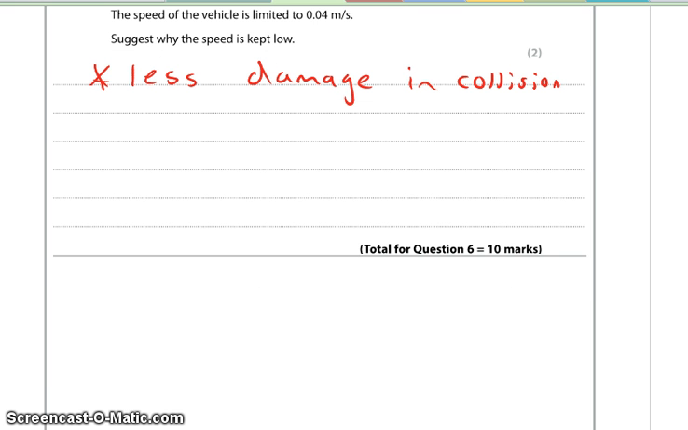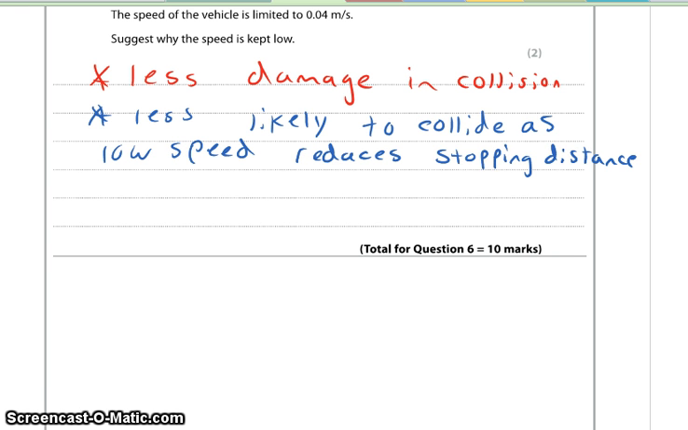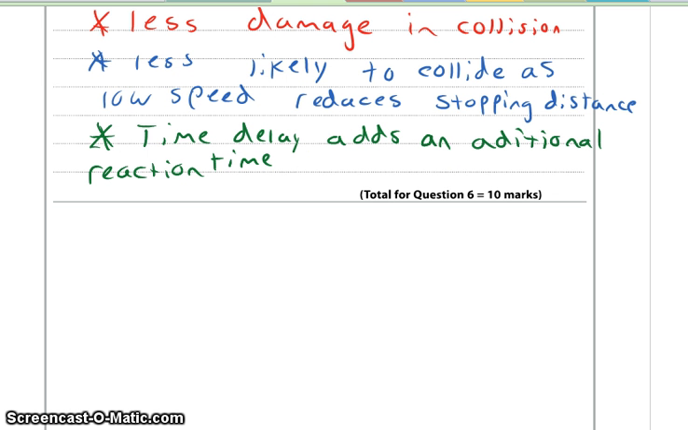Why is the speed low? Well, one reason is if it does collide with a rock, there's going to be less damage. It's also going to be less likely that there's going to be a collision, because the low speed is going to reduce the stopping distance, makes it easy to stop and it's going to require a smaller stopping distance, because the time delay between sending signals from the Earth to Mars is going to add an extra reaction time. So rather than just a normal reaction time you'd have here on Earth, you've got to add on that extra fraction of a second in which the vehicle is going to keep moving, even though we're trying to stop it.